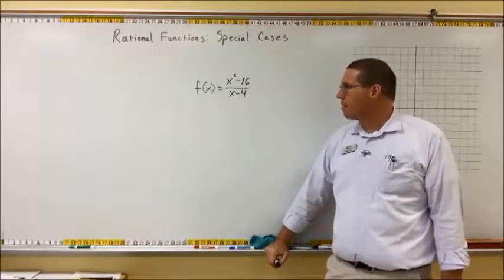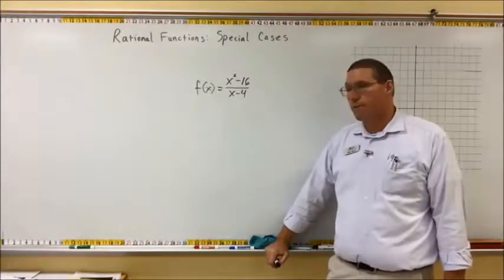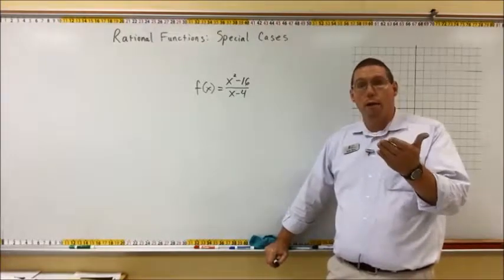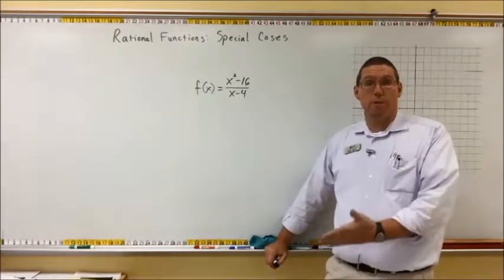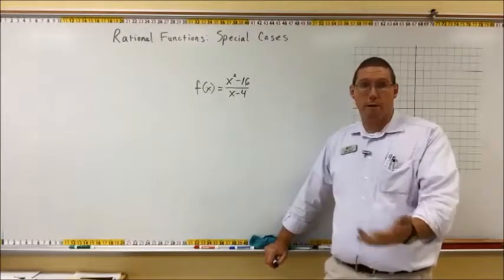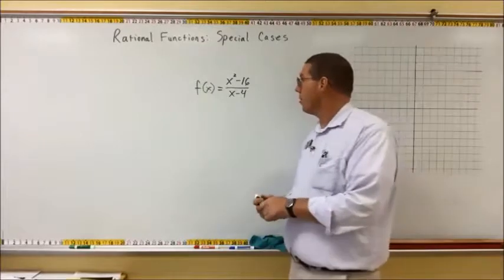Okay, but we've got f of x is equal to x squared minus 16 over x minus 4. And so we want to graph this and we want to understand if it has any vertical asymptotes, horizontal asymptotes, y-intercepts, that kind of stuff. Okay, so here's what we got.